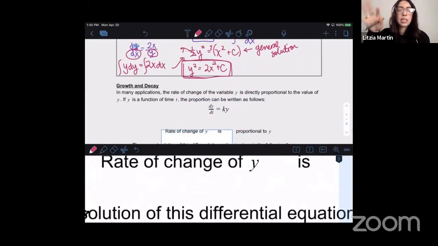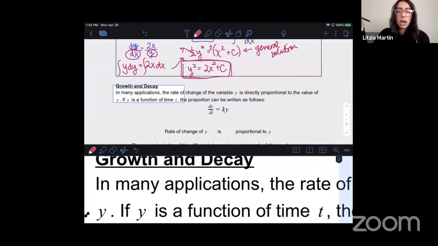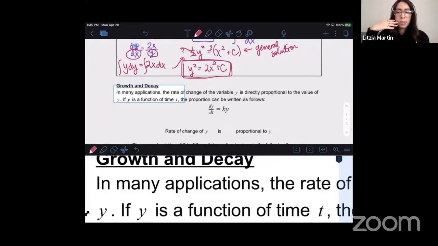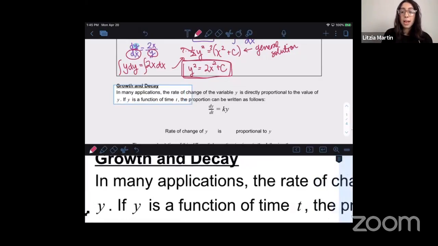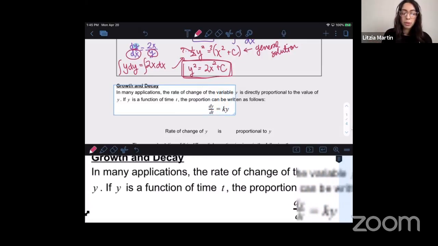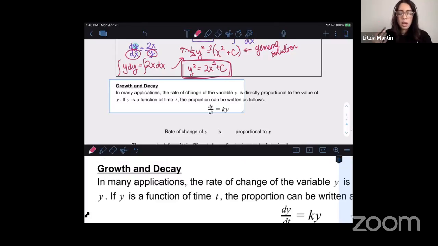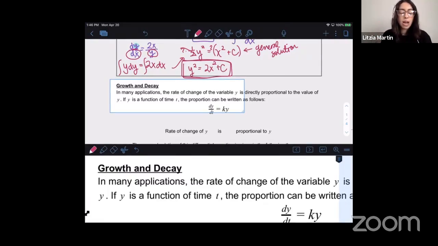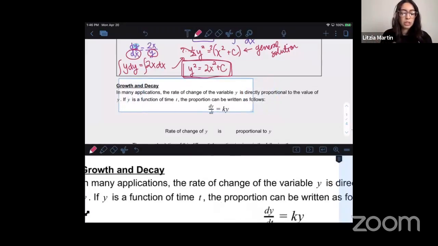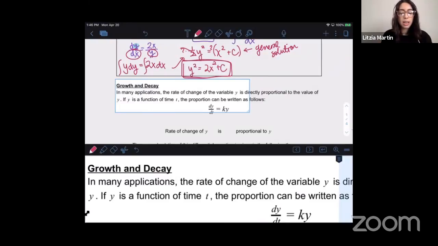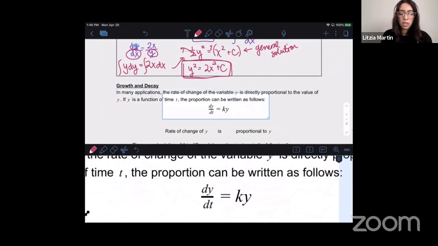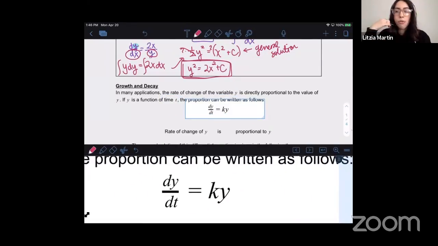So then this leads us to the next part. That was kind of like a little warm up reminding us how separation of variables works. And we're going to learn a theorem. This theorem applies to growth and decay of different rates. So in many applications, the rate of change of the variable y is directly proportional to the value of y. We're going to break that down in just a second. It says if y is a function of time t, the proportion can be written as follows. So this is the equation that can be written for that rate of change.